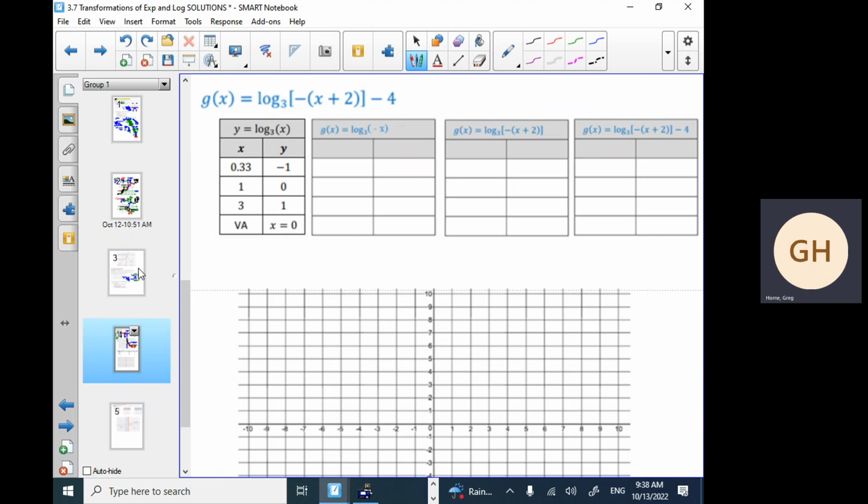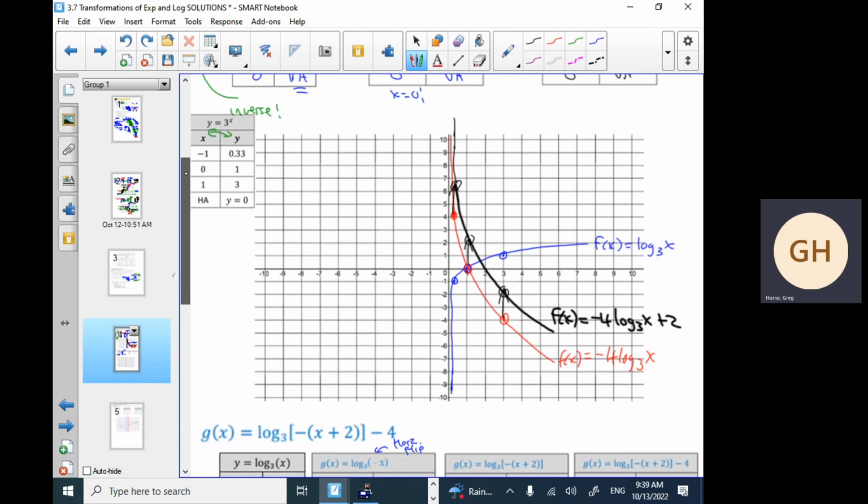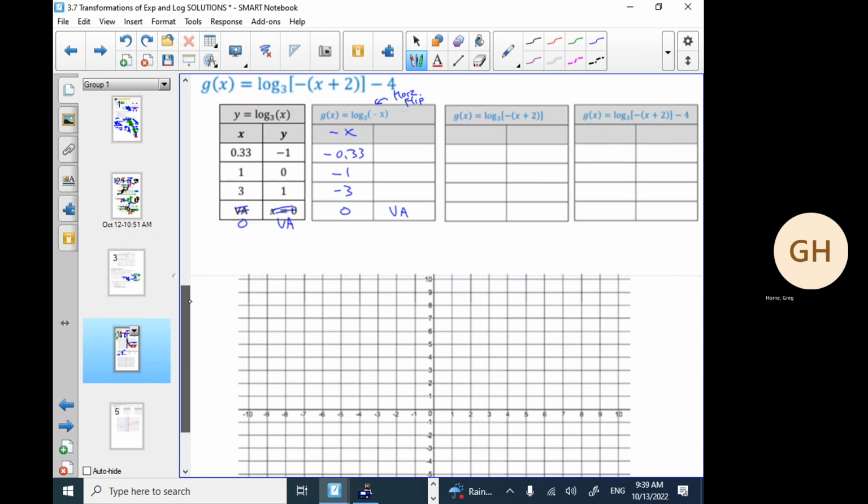Last one. All right. So starting with that function, we are going to do the negative x. This is first, so we know that's a horizontal flip. Technically, horizontal stretch compression, but there aren't any stretch compression, just flipping it. So it's going to be negative x, negative 0.33, negative 3, and negative 0 for the vertical, so it wouldn't have changed at all.